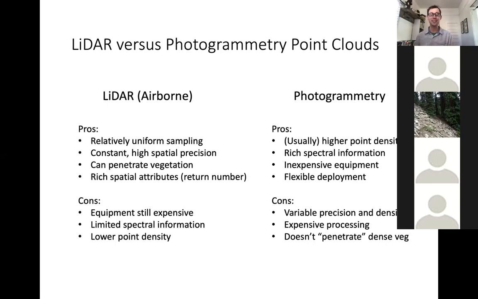And the last thing is it doesn't sort of penetrate dense vegetation as well as laser does. And I put penetrate in quotation marks there because in reality, there's nothing to penetrate, right? It's using passive light. And so if the understory of dense vegetation is really dark and it's obscured from many of the photos, then it's just going to end up as sort of gaps or errors in those photogrammetry point clouds. Okay, so that's me talking you through these different pros and cons.